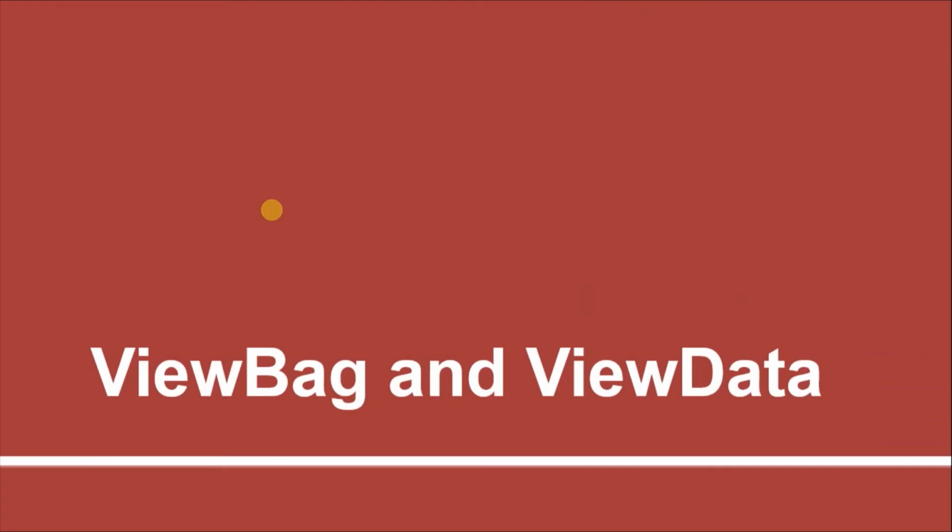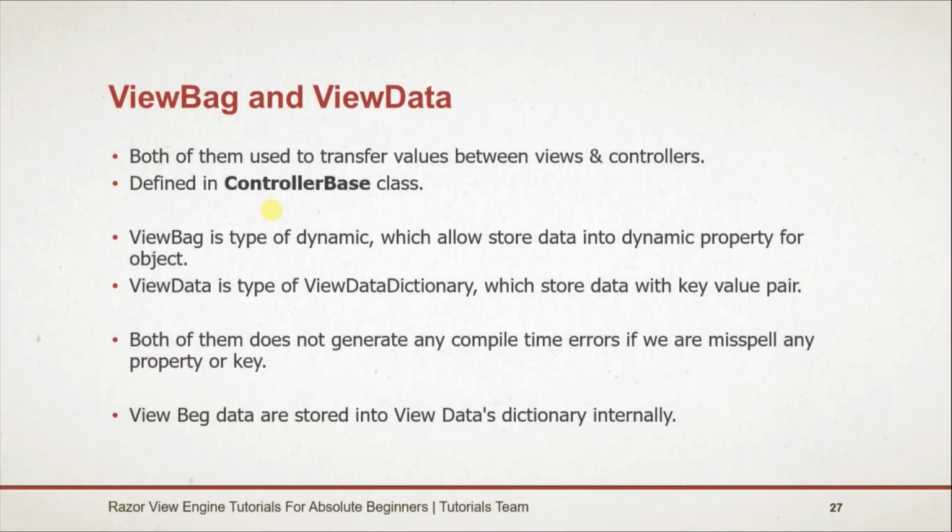Let's see what we learned in this session. Both of them are used to pass values between views and controller, however it is not recommended. Instead of this we need to use a strongly typed model, we will see it in a later session. Those objects are defined in the controller base class. ViewBag is of type dynamic, which allows storing data in dynamic properties of an object. ViewData is of type ViewDataDictionary, which stores data as key value pairs. Both of them do not generate any compile time errors if we misspell any property or key. ViewBag data are stored in ViewData's dictionary internally.